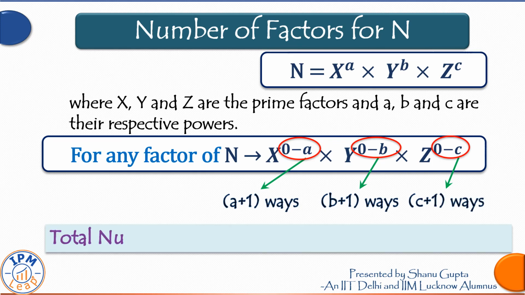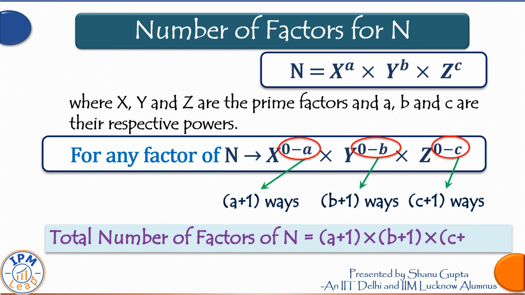Together, the powers of the prime factors can be combined in a plus 1 into b plus 1 into c plus 1 ways to form all factors of n. Therefore, this expression gives us the total number of factors of n. And this formula can accordingly be adjusted if there are additional prime factors for the given number or even fewer prime factors.